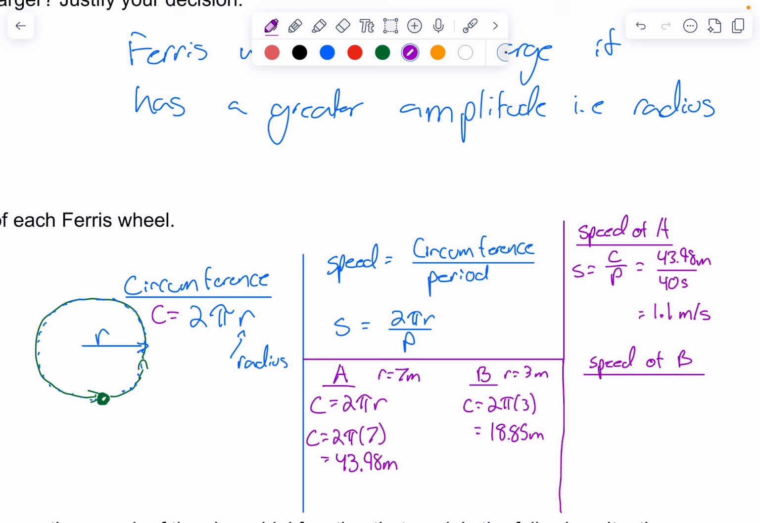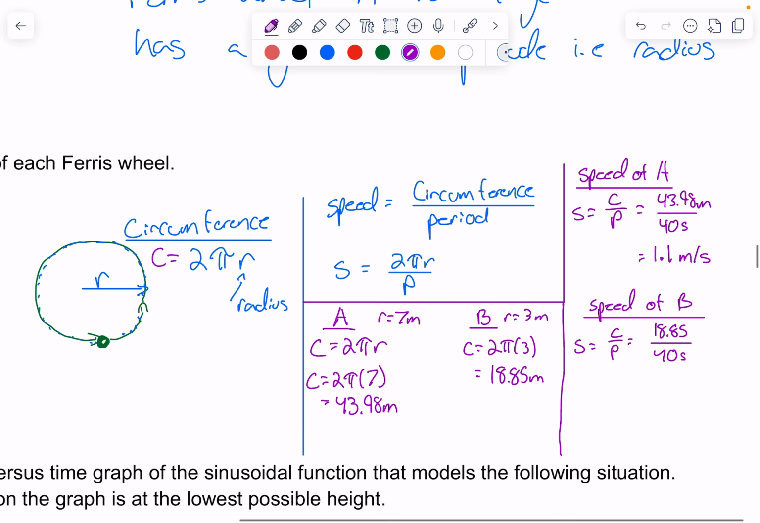Well, the speed of B, same thing, is circumference over period. So our circumference was 18.85. Divide that by the period, so 40 seconds also. And remember this is units of meters. So 18.85, divide that by 40. We get a speed of 0.47 meters per second.